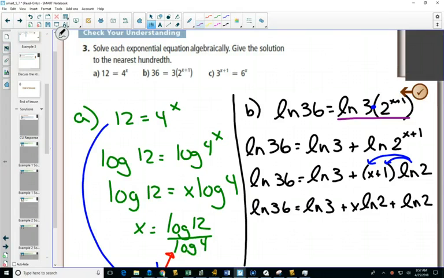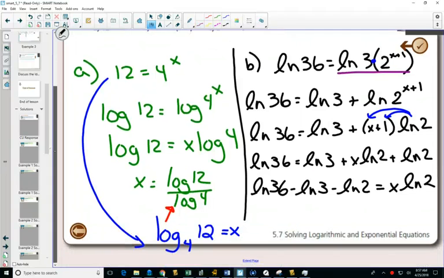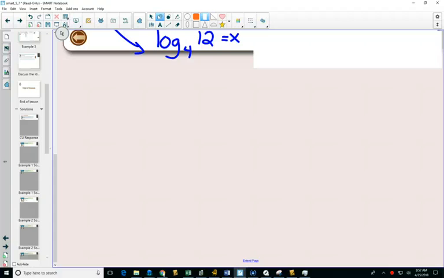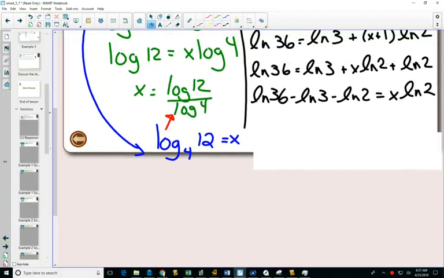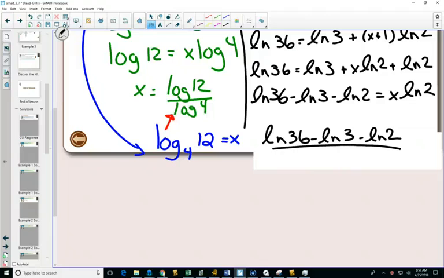We want to solve for x. I only have x in one place. So just like solving normal equations, you're going to want to put your like terms on one side. I'm going to move all of these numbers. Natural log of 3 I'm going to subtract, natural log of 2, and get the term with the x all by itself. And then finally, I can divide everything by natural log of 2 to get x by itself.